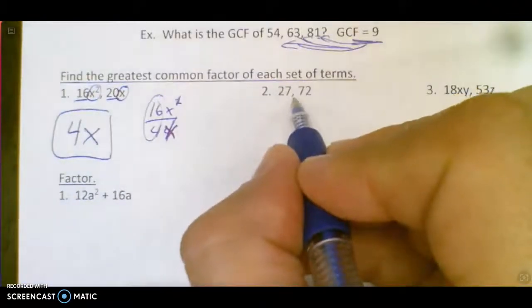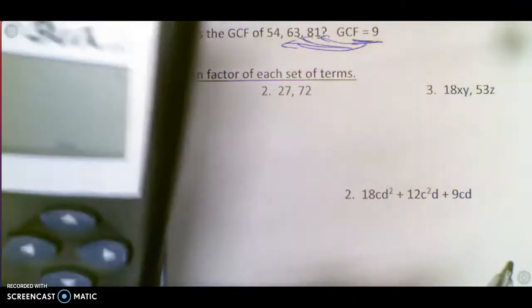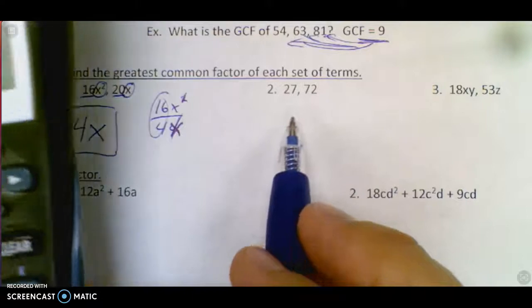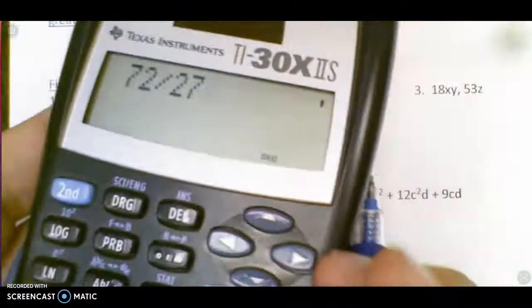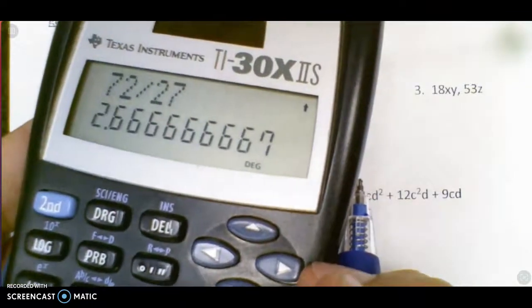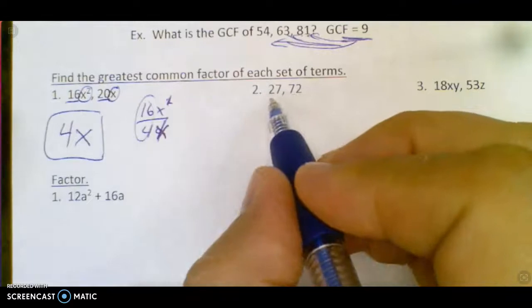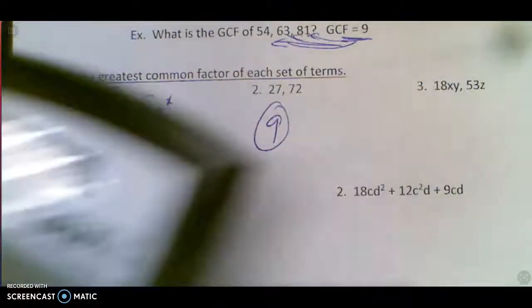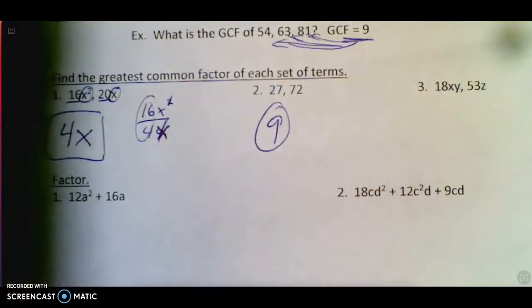What divides into 27 and 72? Pretty sure my first guess would be to say 9 goes into both, but you should always check by dividing one of them by the other. It doesn't go in. So 9 goes in here nicely, 9 goes in here nicely, so 9 must be the biggest one. You could try 18, right? But 18 doesn't go into 27, though it does go into 72.